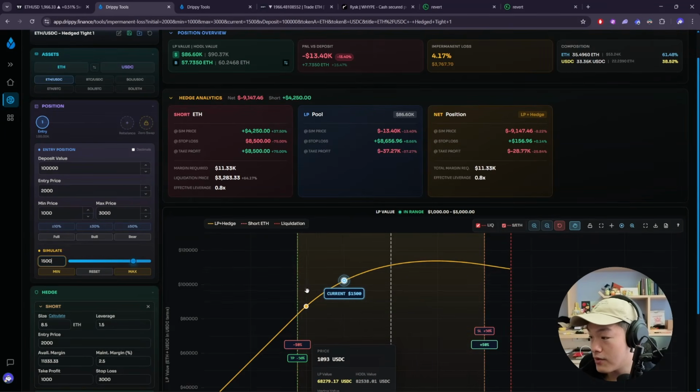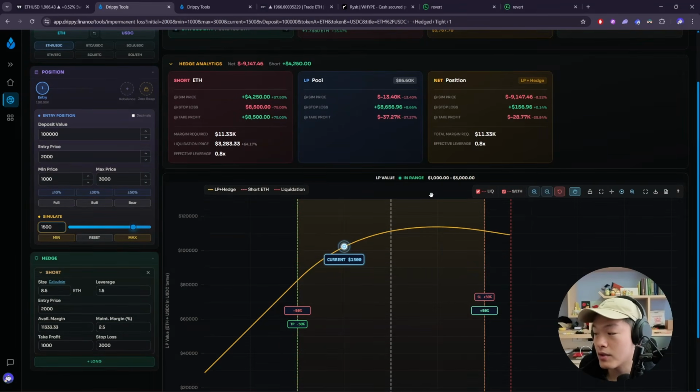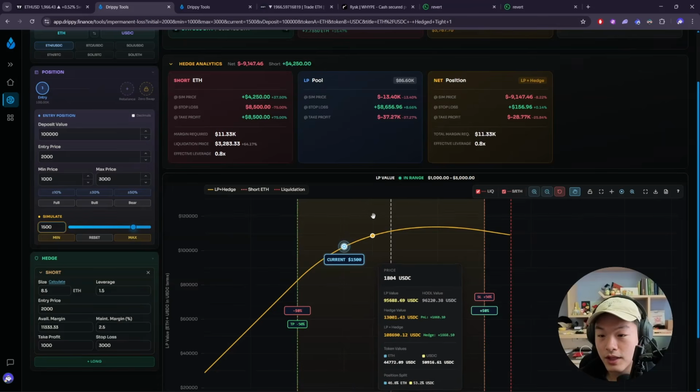You could decide to rebalance to a more bullish range. And with this type of setup, you could look to gain about 20 to 30% APR on your capital, which is pretty good, especially for the risk that you're taking.